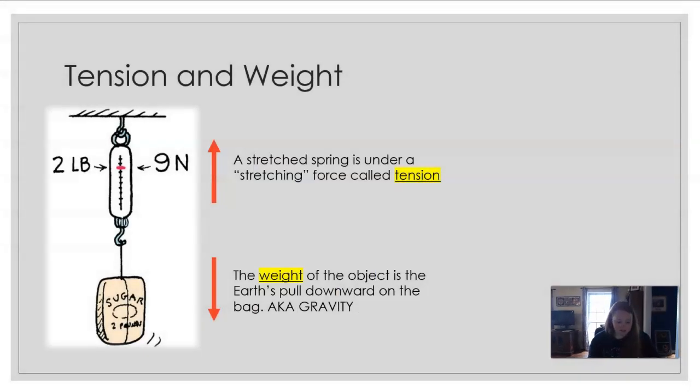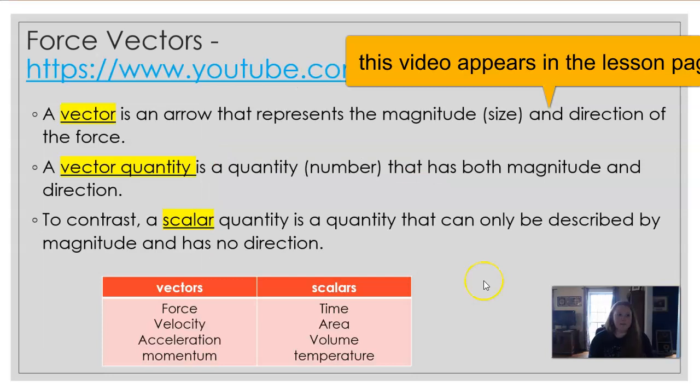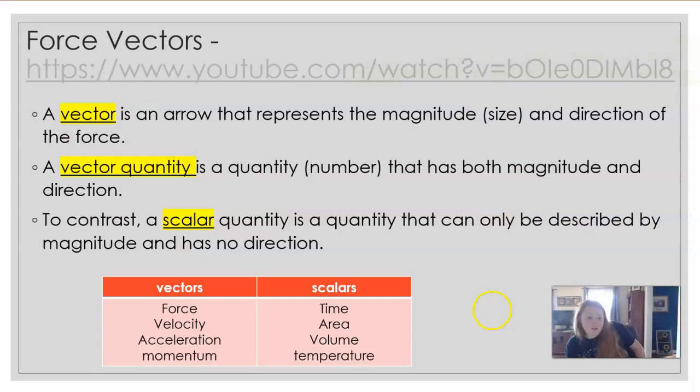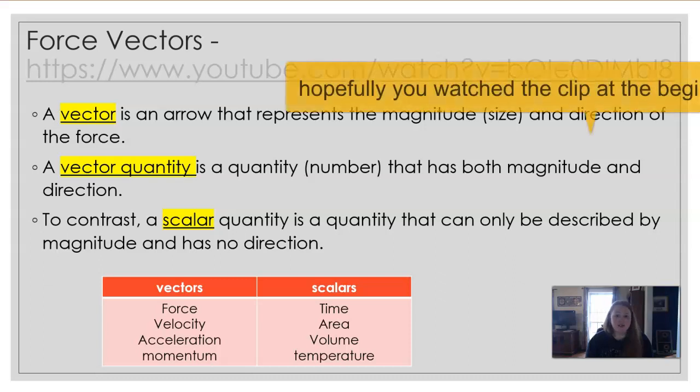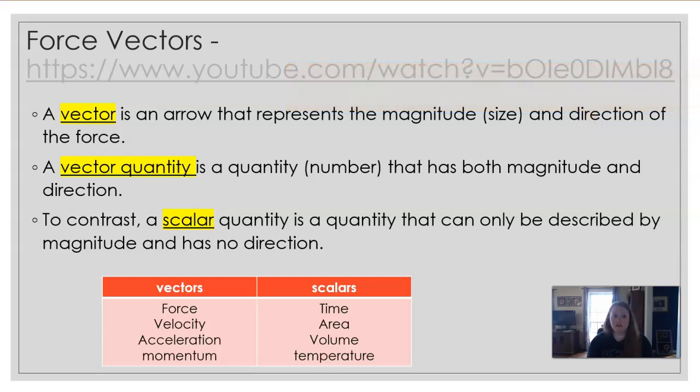All right, let's look at our next slide here. Okay, so force vectors. We're going to start by, so a vector is an arrow. We've already been drawing arrows when we look at force vectors. And it's an arrow that represents the magnitude or the size. You know, vector said magnitude. So we're talking about how big. If you talk about a magnitude of an earthquake or something, it's talking about how severe, how big that earthquake was. But they have size and a direction.